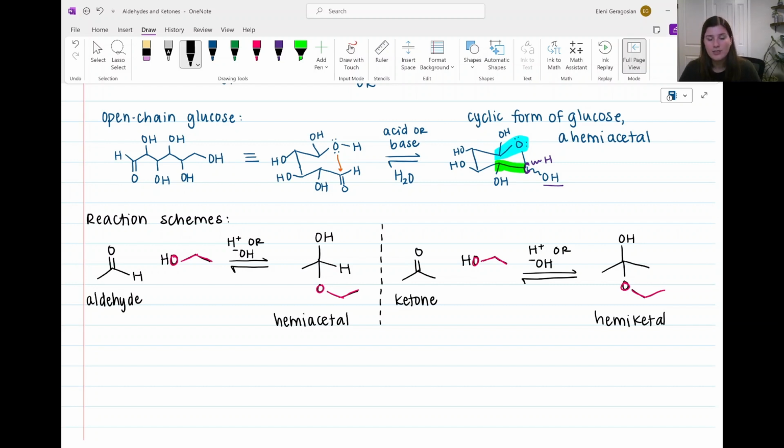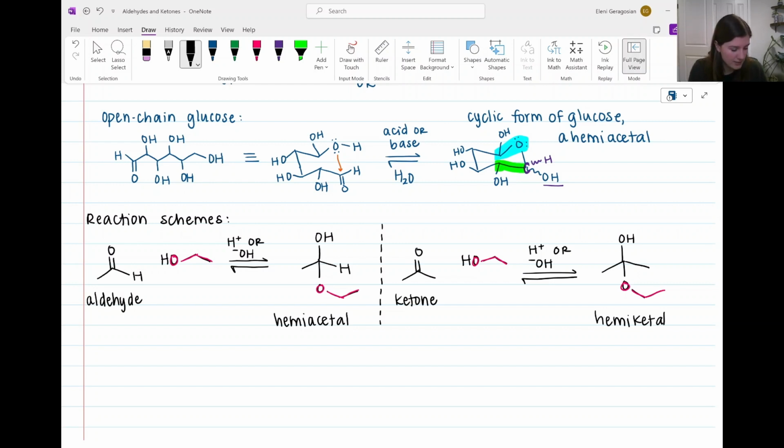So, two reaction schemes. These are two separate schemes, separated by that vertical dashed line there. One shows the reaction scheme to form a hemiacetal, starting with an aldehyde, and the other shows formation of a hemiketal, starting with a ketone. Now let's go through the mechanism.